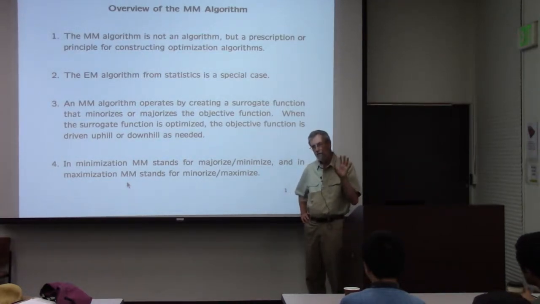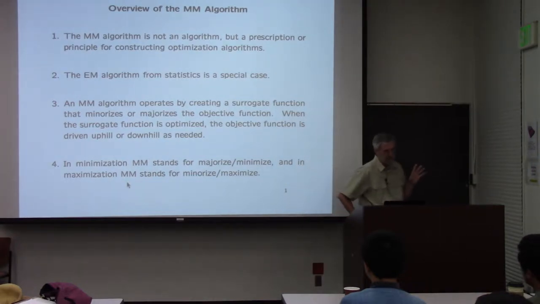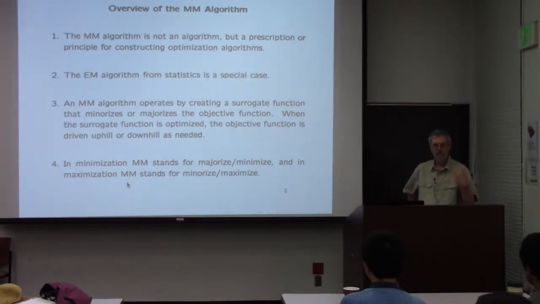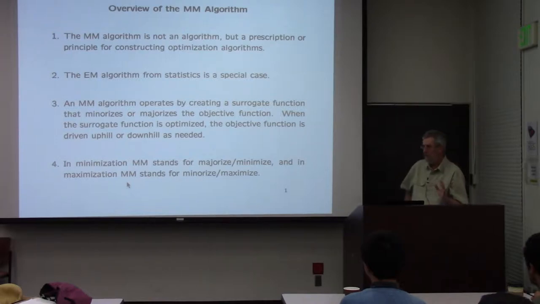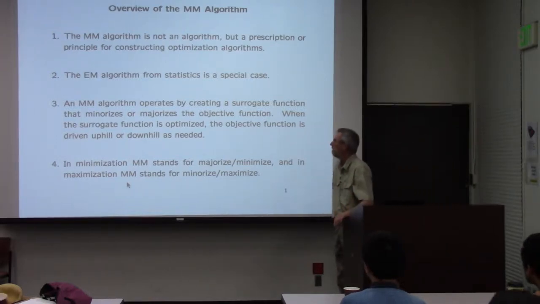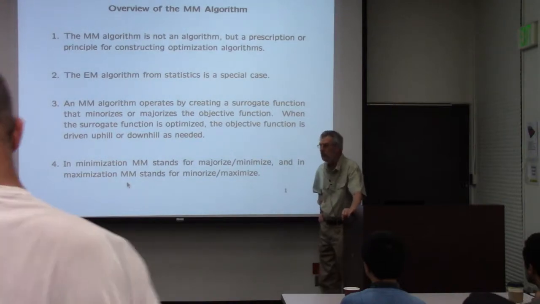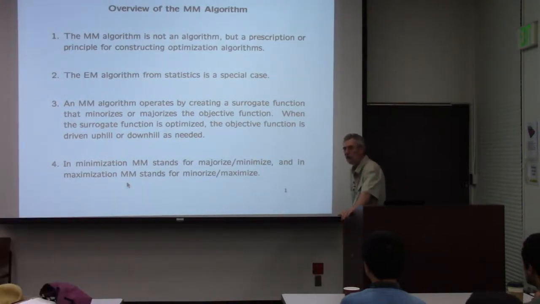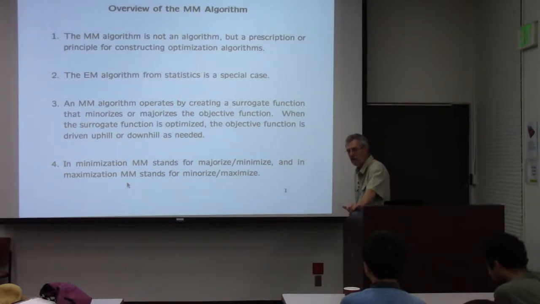And classical methods of optimization don't cut it very well in this setting because they involve things like Newton's method or scoring, which involve, for instance, very large matrix inversions. Matrix inversion is a relatively expensive process. So we need some way of breaking out of this bottleneck, and this principle is one way of doing that. So the MM algorithm is not an algorithm. It's a principle, or it's a prescription for constructing algorithms, and I'll show you how that works in some concrete examples. The EM algorithm in statistics is a particular case of the MM algorithm.